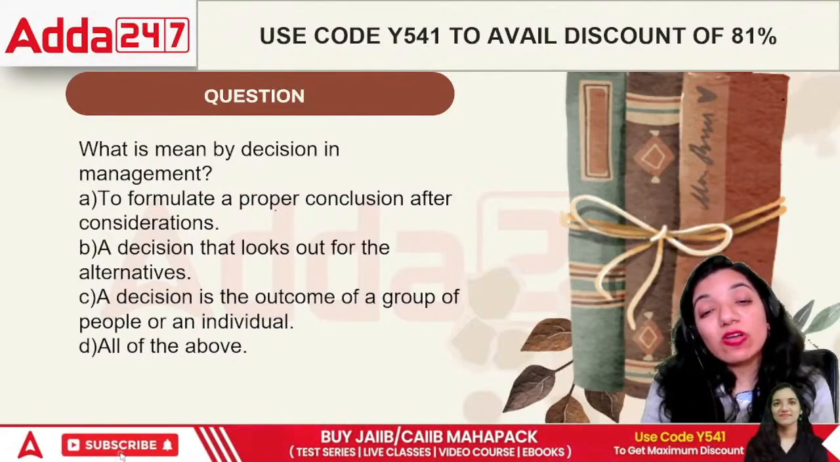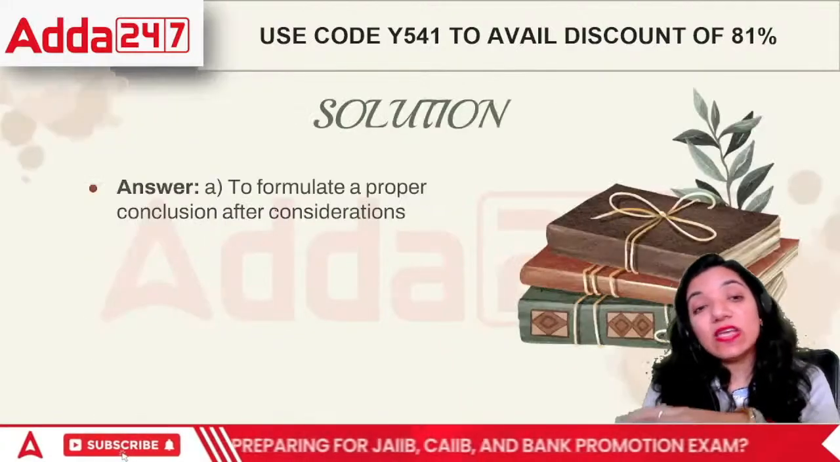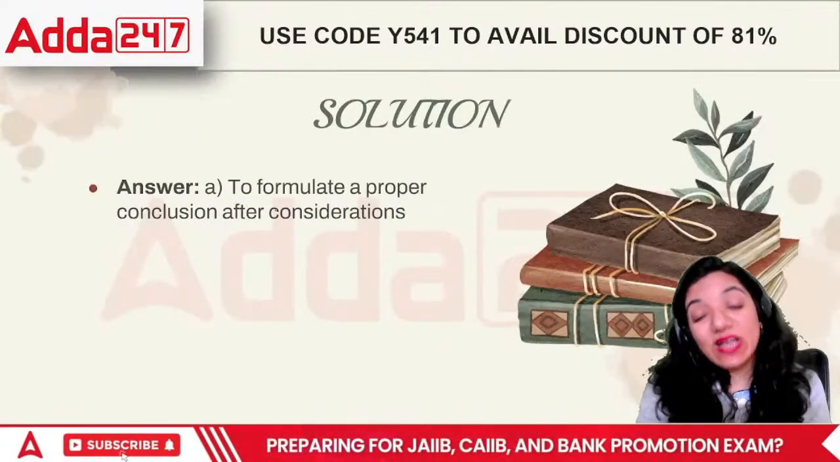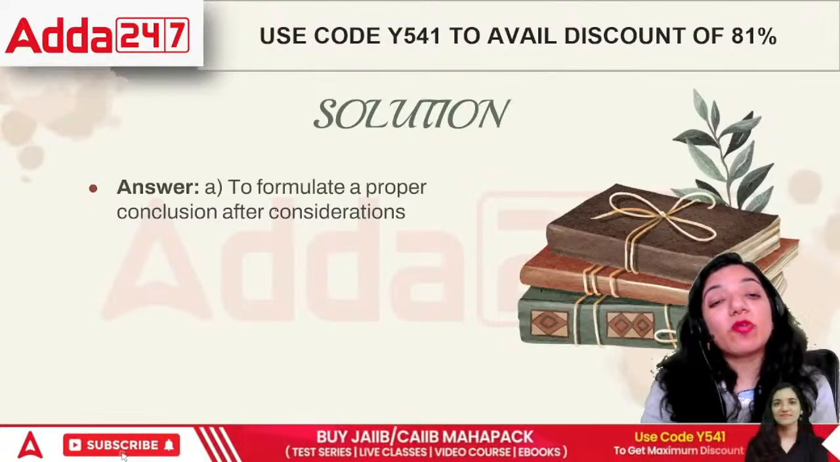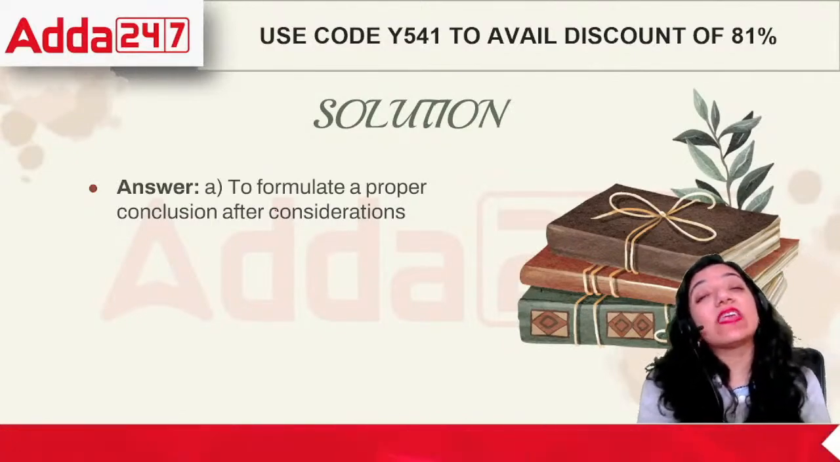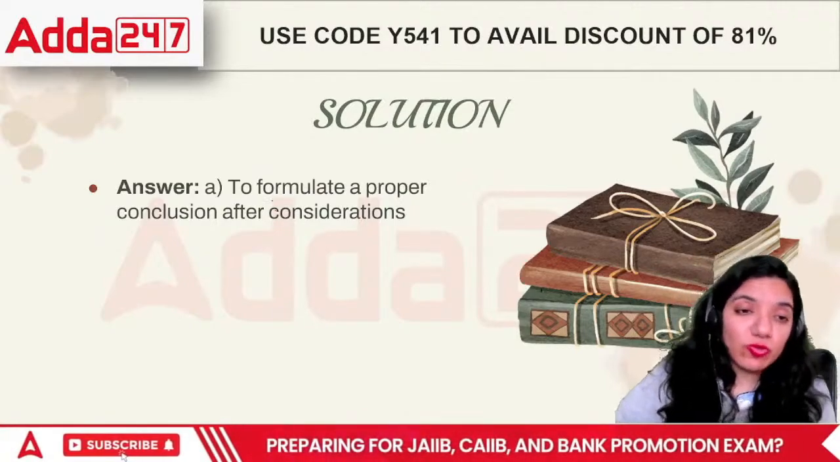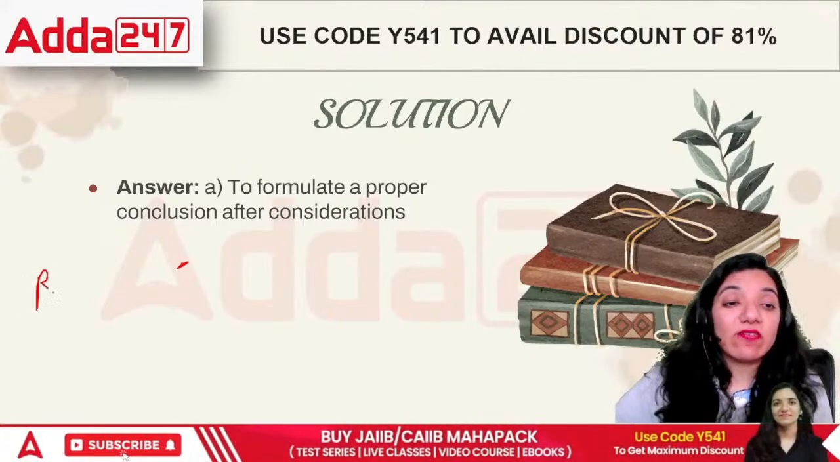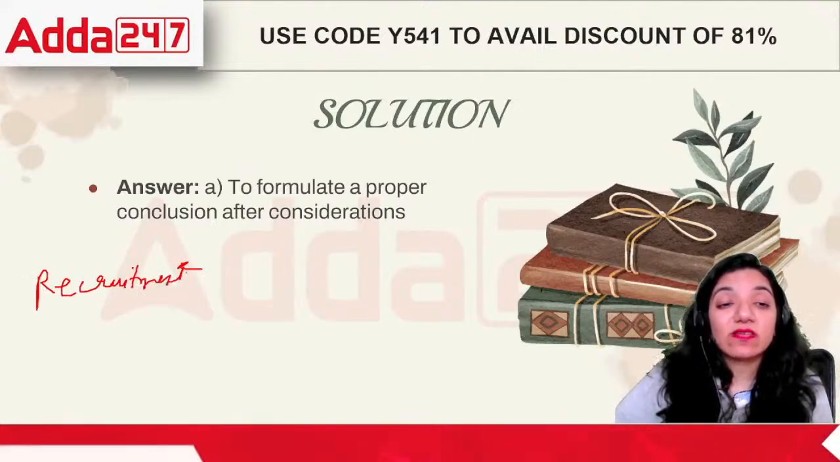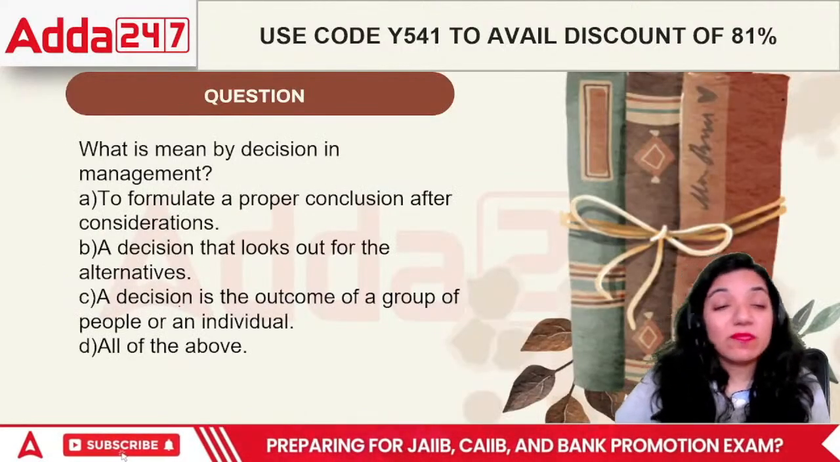Decision is the outcome of the group of people or an individual. So, in this case, the first question, the answer is A, to formulate a proper conclusion after consideration. We are trying to conclude things. We are trying to end up. For example, if I say I would like to recruit more people, I would give a specific reasoning to it and I'll get done with it. Right? This is what decision making means.